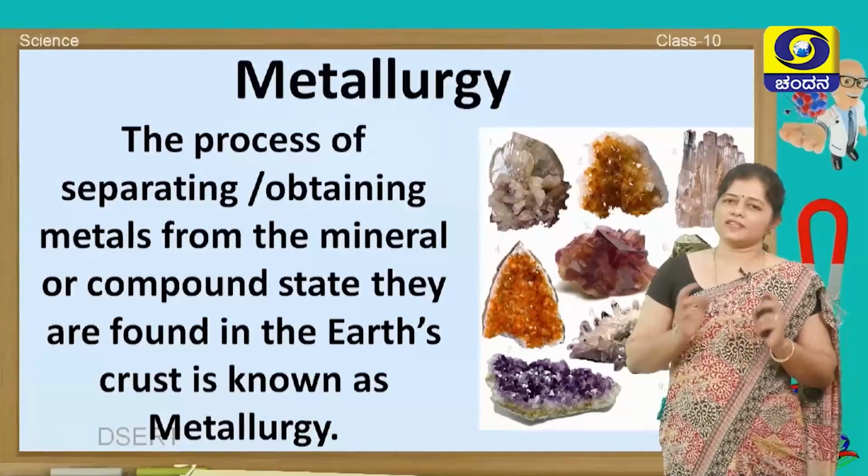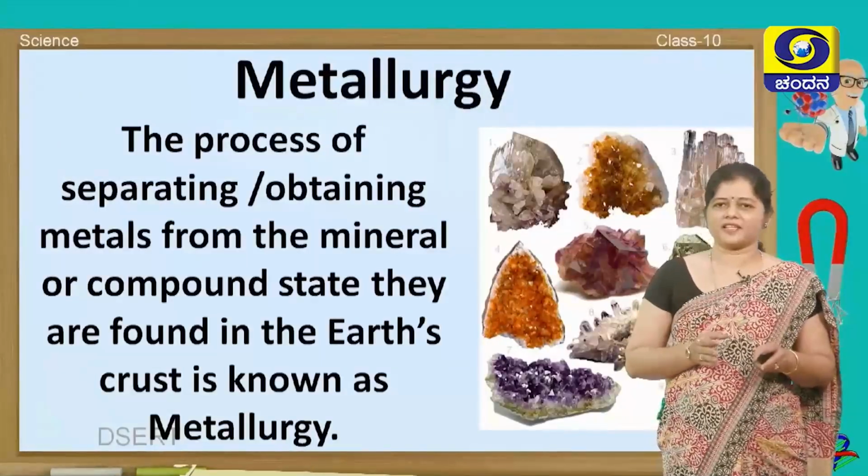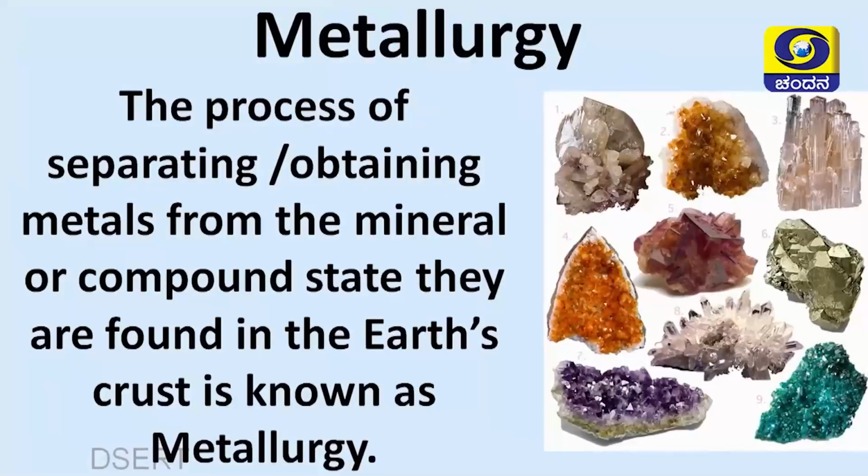Now let's see what is metallurgy. Metallurgy is the process of obtaining or separating metals from the mineral or compound state they are found in the Earth's crust. So this is a process wherein you find minerals in the Earth's crust, and you have to separate the metal. For example, the sodium chloride I stated, it has sodium metal. So separating sodium metal from the sodium chloride compound is a process of metallurgy.